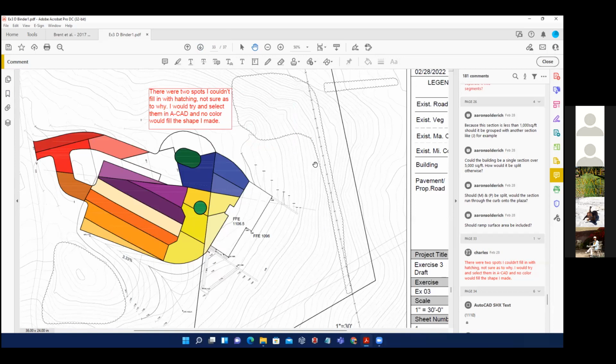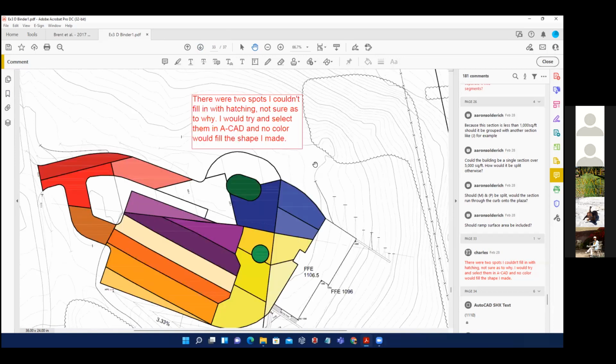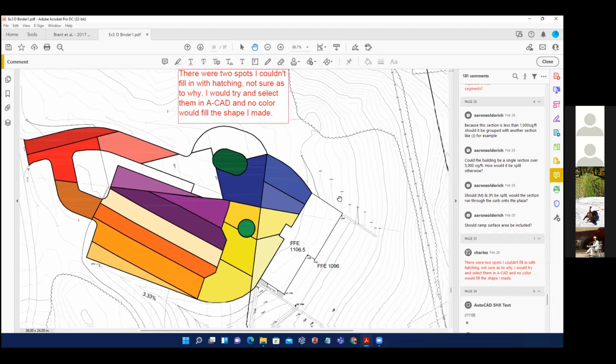Okay. There were 2 spots I couldn't fill in with hatching. Not sure why. Is this cat related or yes? I would try to skip them. Okay, this is cat related. So that would go to the cat room.